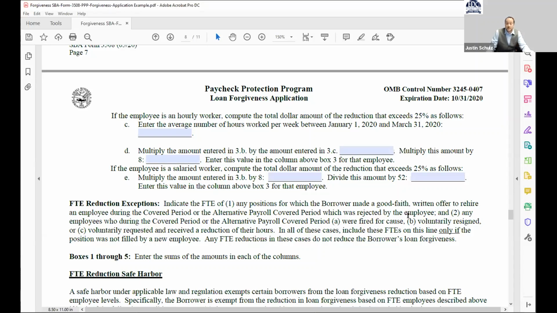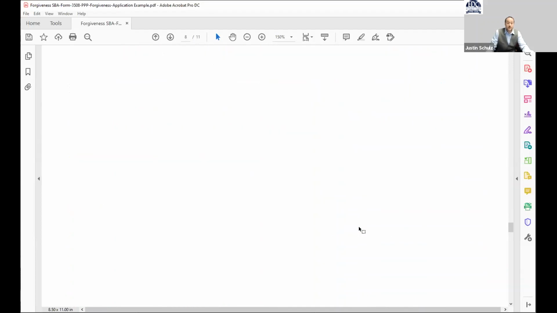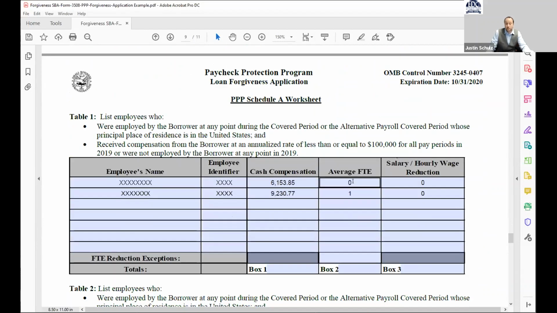In all of these cases, include these FTEs on this line only if the position was not filled by a new employee. And any of those don't go against your forgiveness. So what this does then is, if you were not able to refill this position, but you have documentation from them stating that I don't want to come to work because I just don't want to be there, that does not go against you.